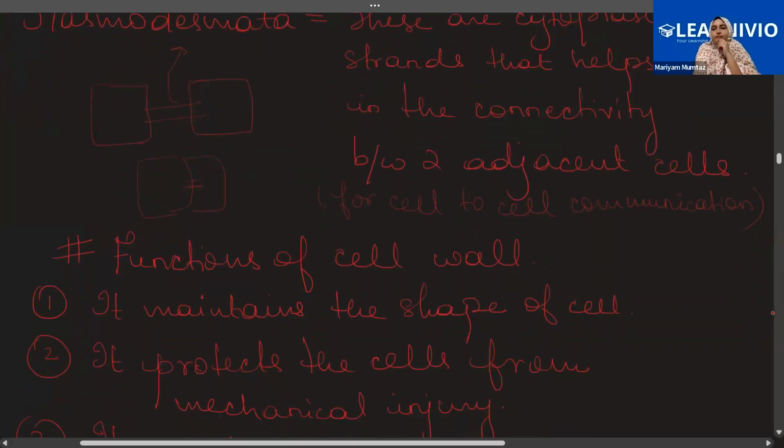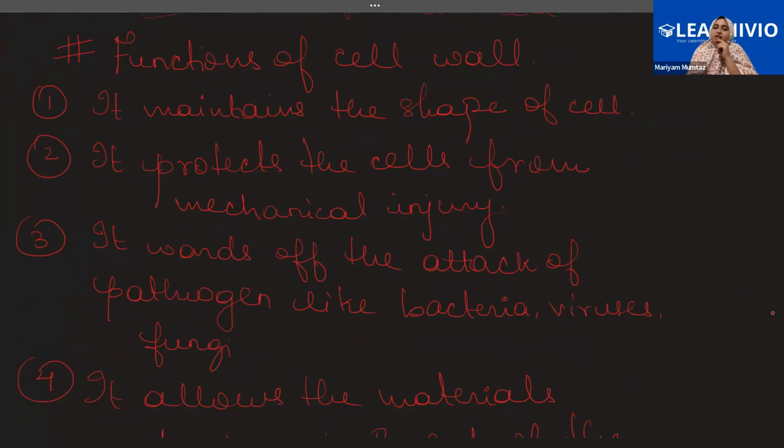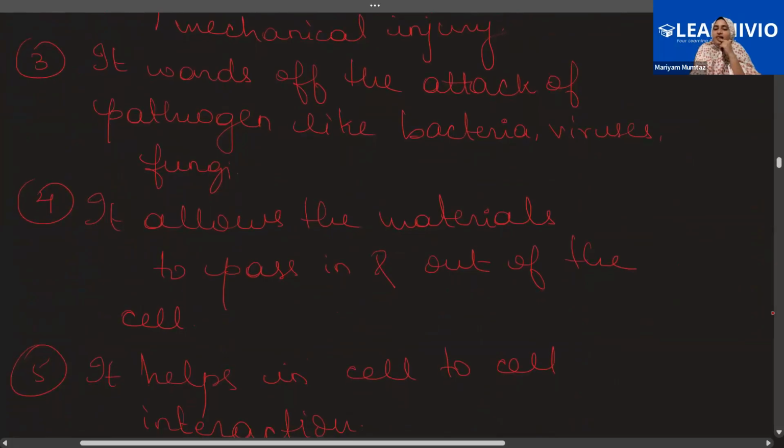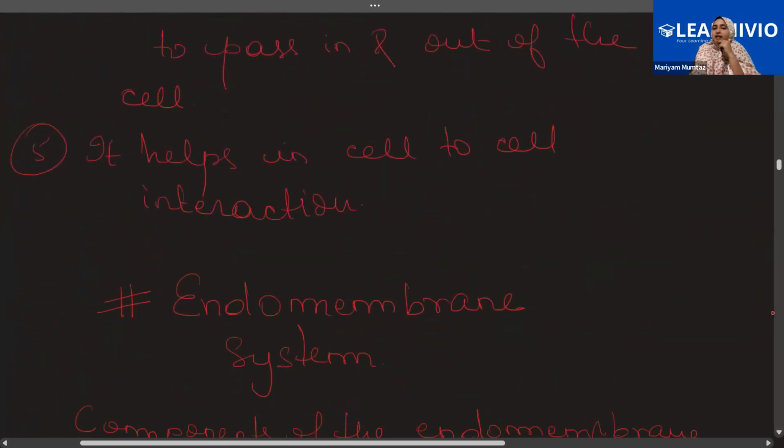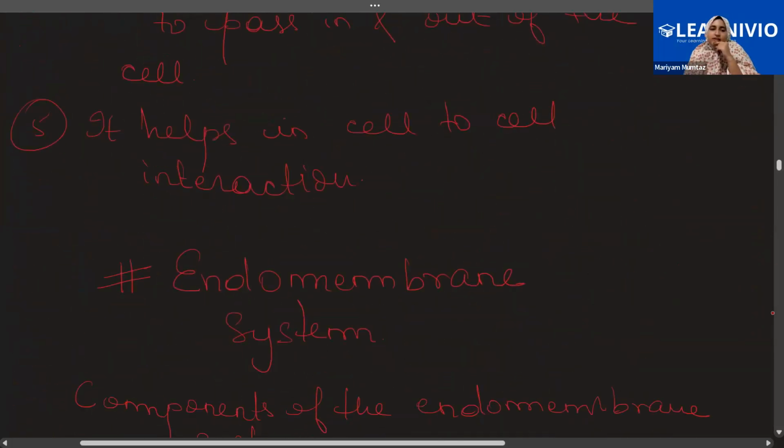Then comes the functions of the cell wall. It maintains the shape of the cell. It protects the cell from mechanical injury. It keeps the cell free from bacteria, viruses, meaning any pathogen. It allows material to pass in and out of the cell. It helps in cell-to-cell interaction. Apart from that, it performs one more thing. It does not let the cell burst or shrink.